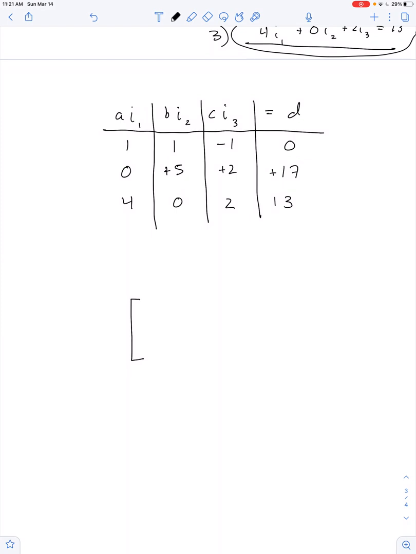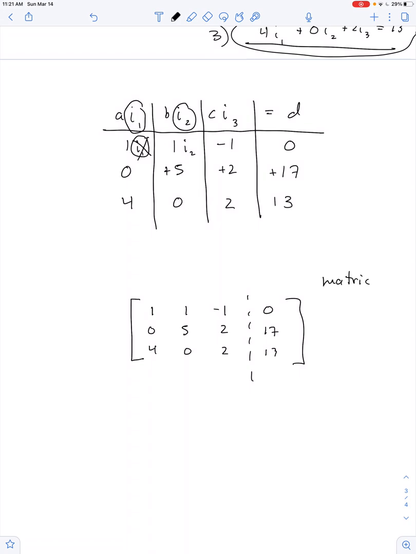So I'm implying the I1s and the I2s. This is really 1 I1, 1 I2, and so on. But I can just write it in a more simplified way if I leave out those I's and just note that they're implied. So we have 1, 1, negative 1, 0, 0, 5, 2, 17, 4, 0, 2, and 13. So you recognize this as a matrix.